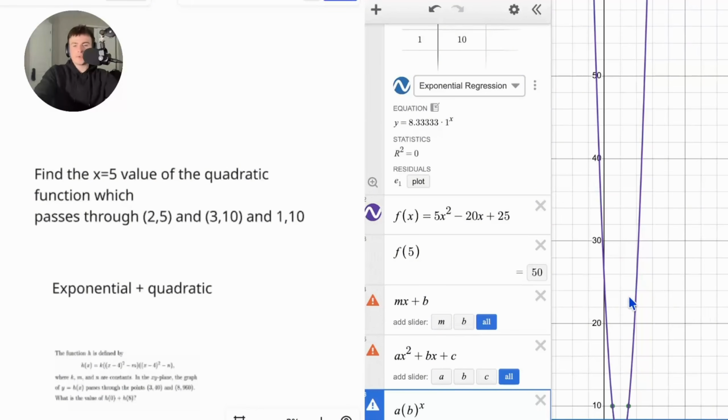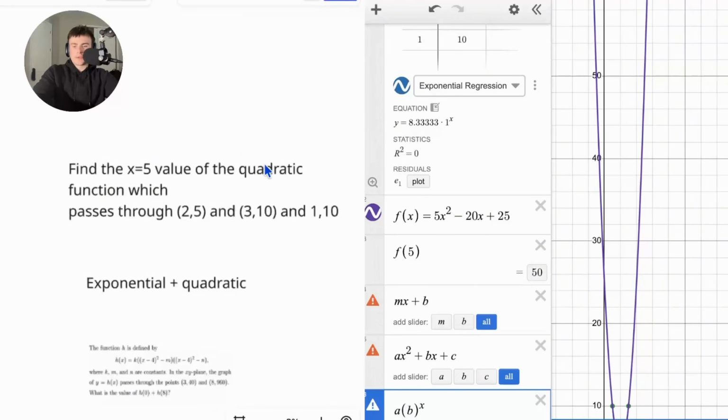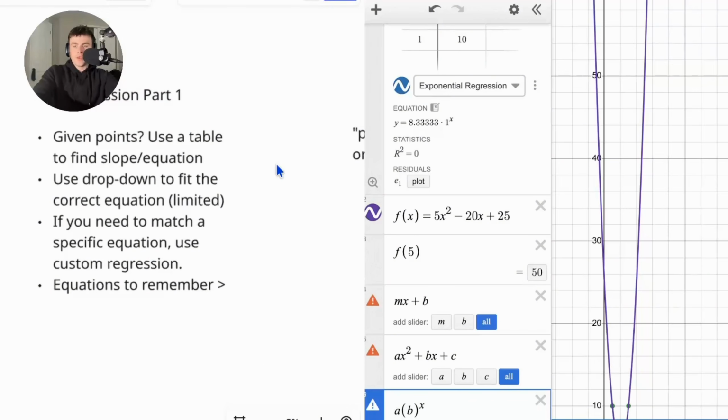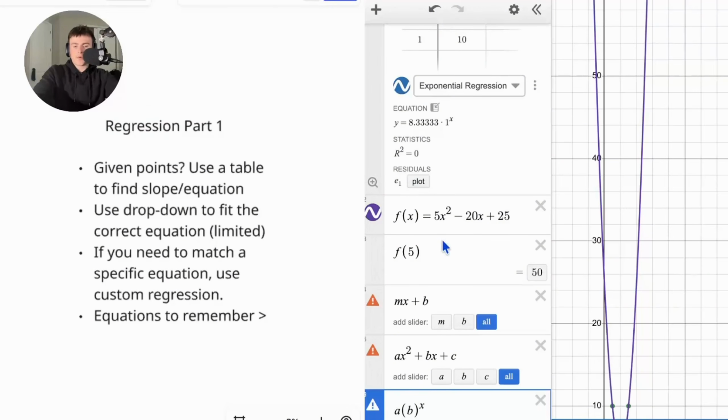I was covering them up on my face cam. But this is the only structure that the basic regression will output. You can't change it. So this is where step 2 comes in, okay? Let's go back to this part. Use the drop down to fit the correct equation, but like I said, this is limited. You can't change anything by yourself. So if you need to match a specific equation, just use custom regression.